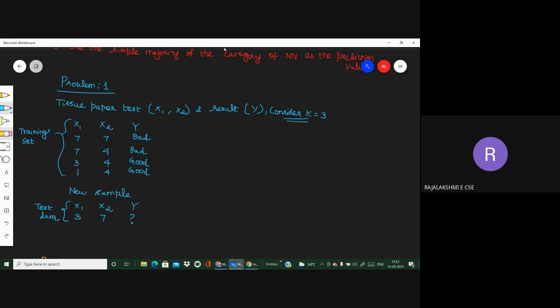Okay, K is 3. Now a new sample is coming with the x1 value and x2 value as 3 and 7. Now I am going to say whether it is a good tissue paper or a bad tissue paper. This is what I am going to do. I am going to use only the squared distance formula in order to predict the value of this new sample.